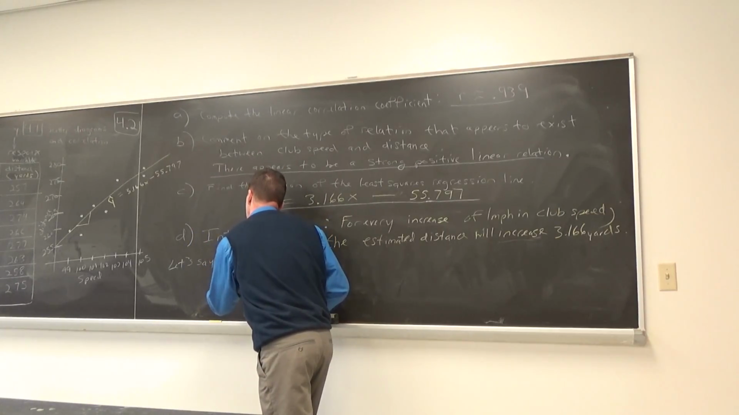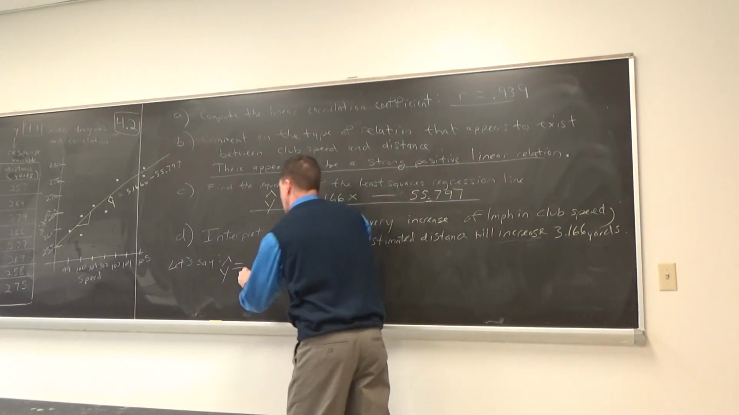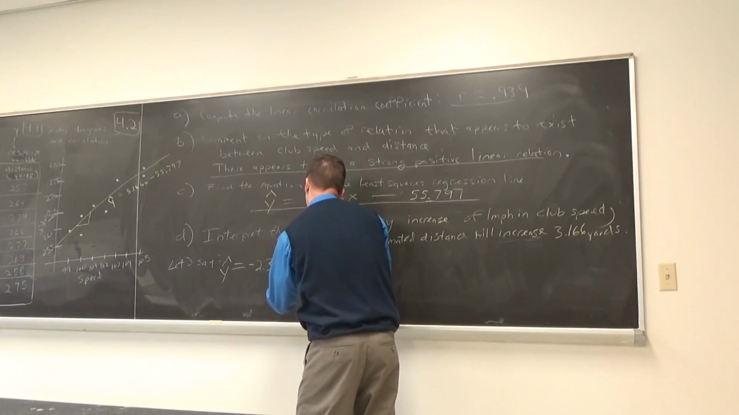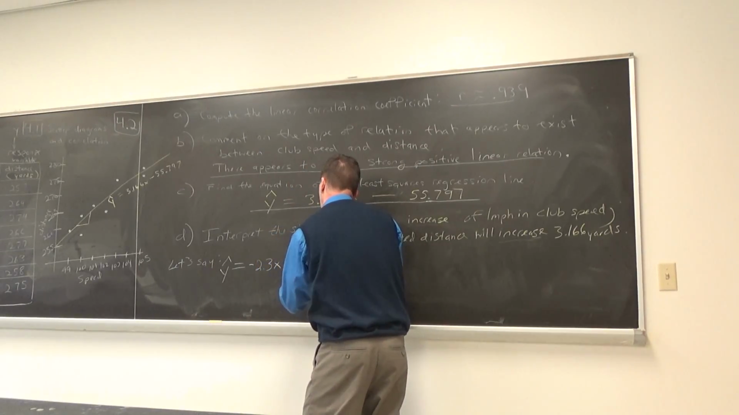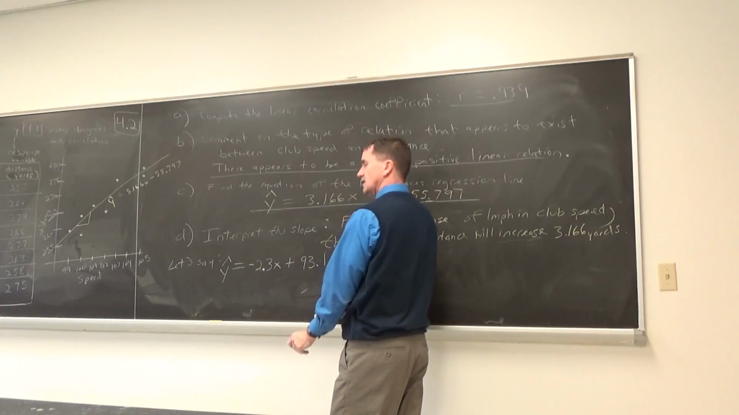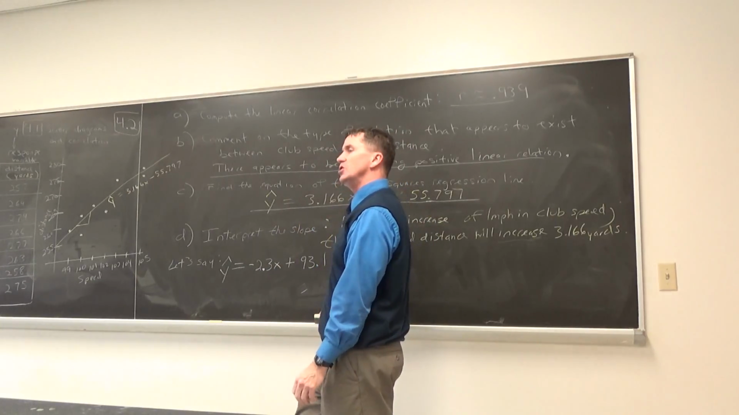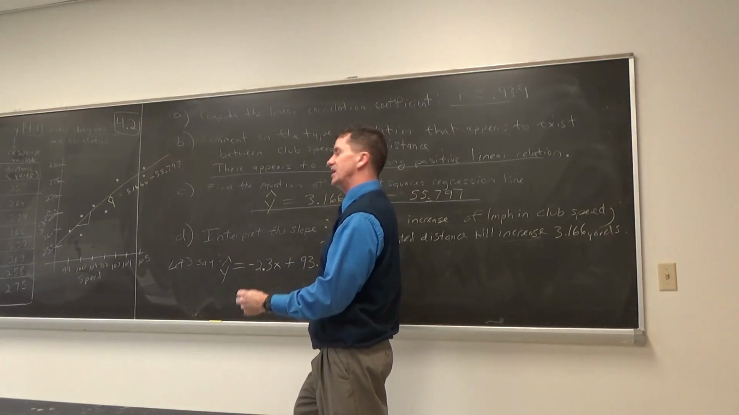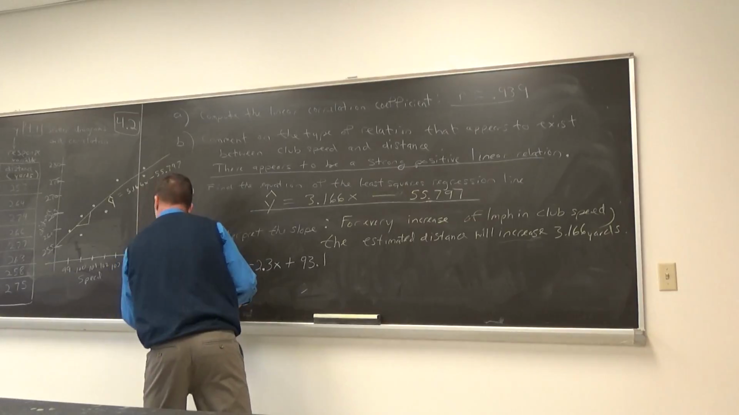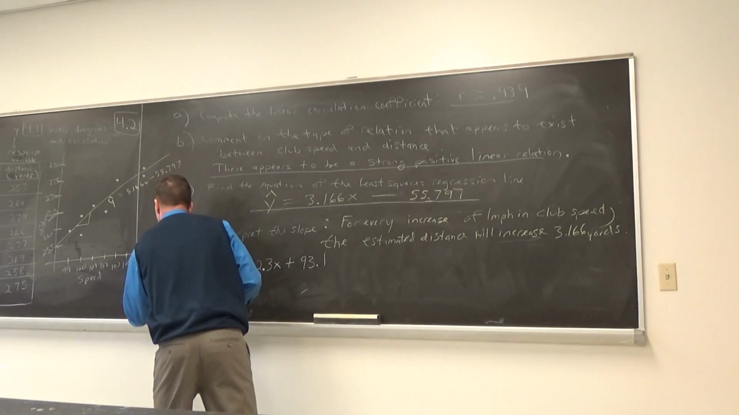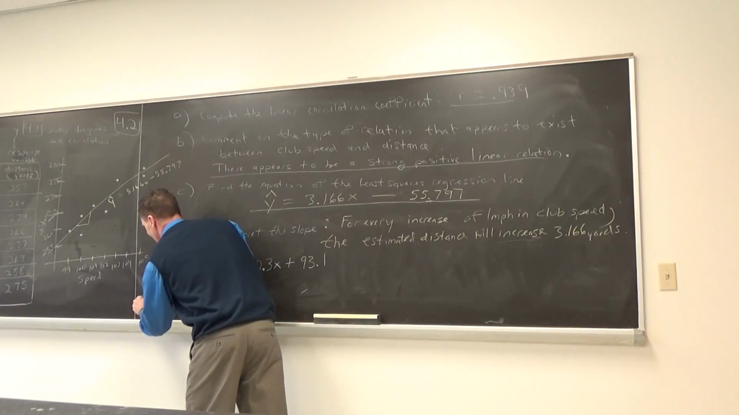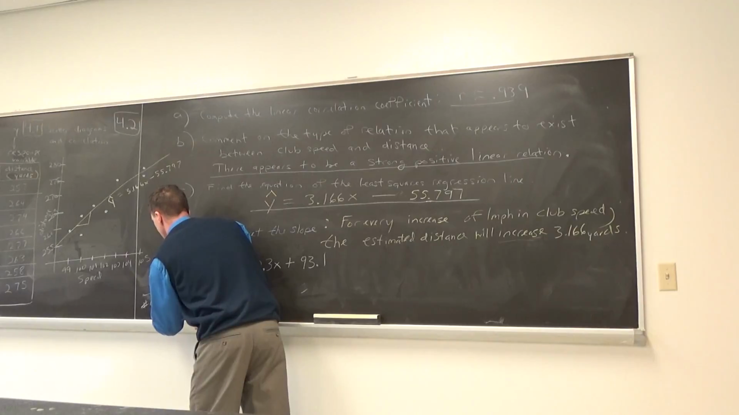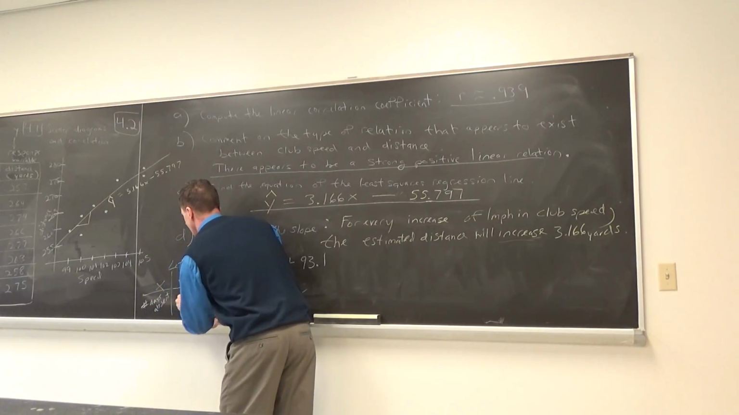Y hat equals negative 2.3x plus 93.1. Let's just say you had that. And you go, what is this talking about? What's the relation here? In this problem, everyone, x is, you're going to laugh, the number of days absent for a student. So x is the number of days absent. The y is the student's grade.